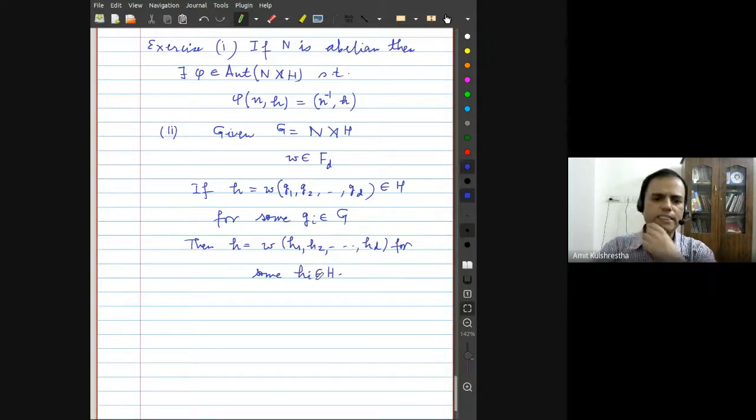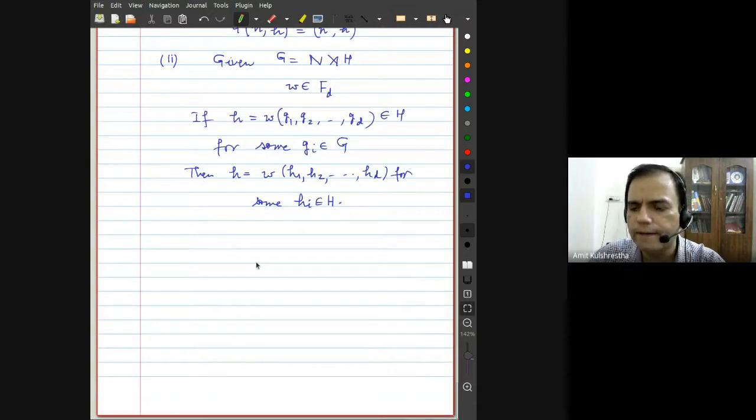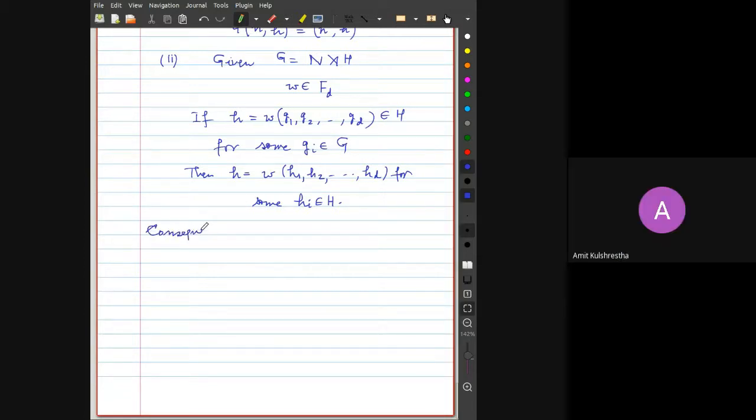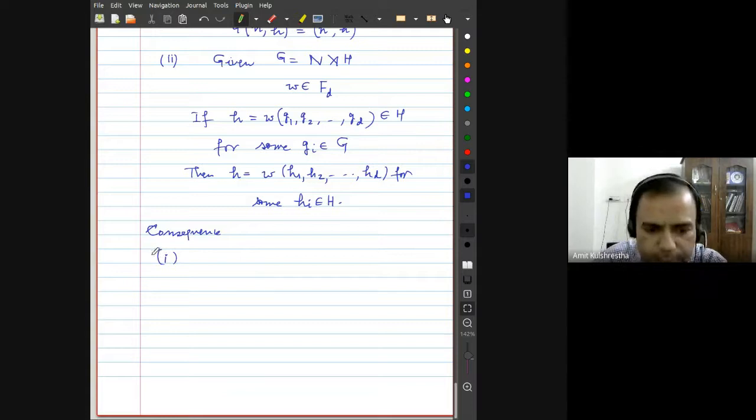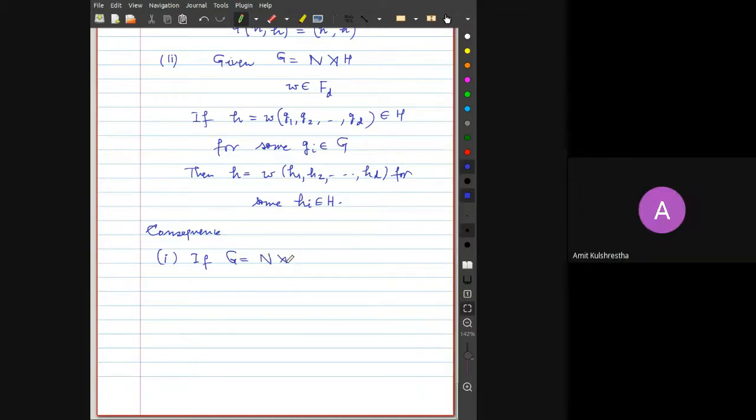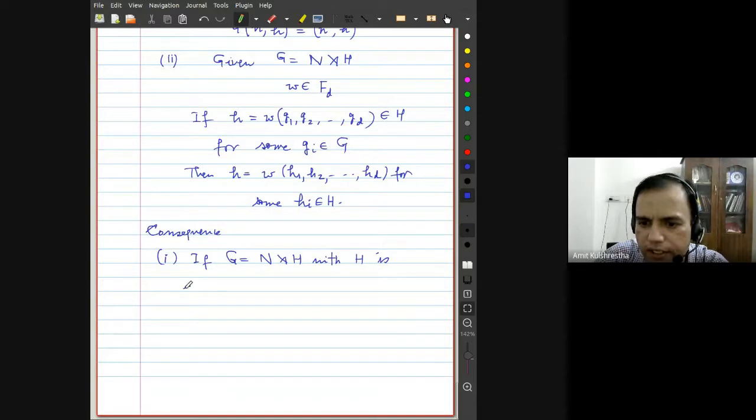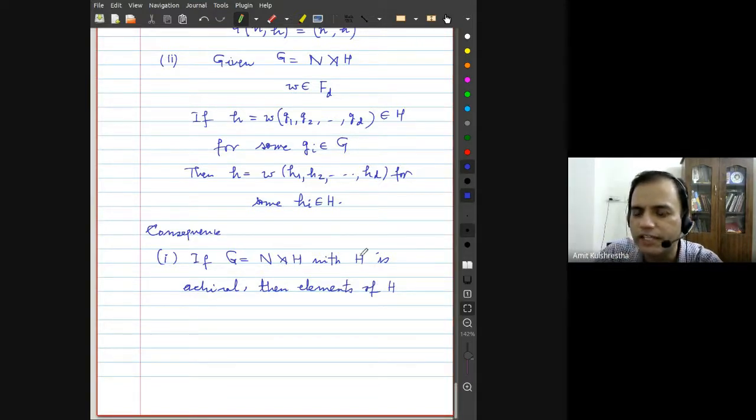So these are easy exercises. And what's the consequence? I'll not say in detail, but two consequences I'm mentioning for semi-direct products. First is that if you have a semi-direct product in which the participant H is achiral, then elements of H. So H has decided not to have any witness for itself.